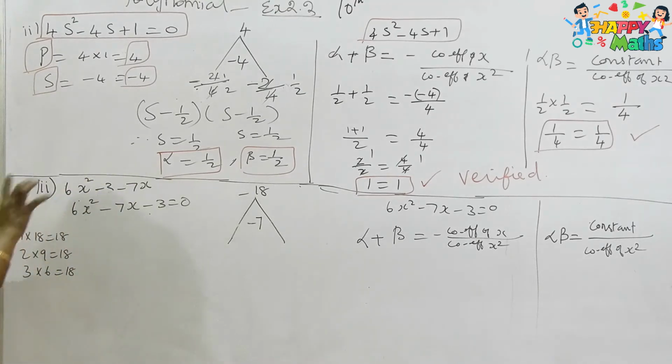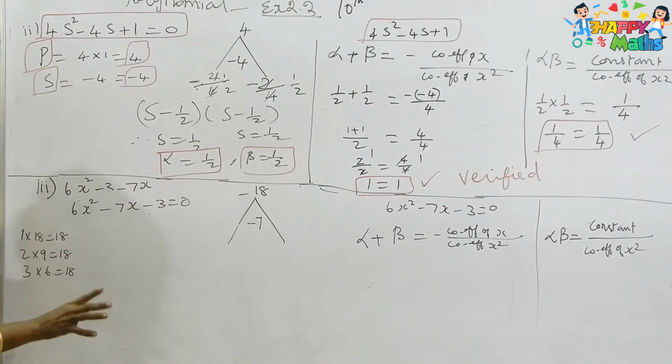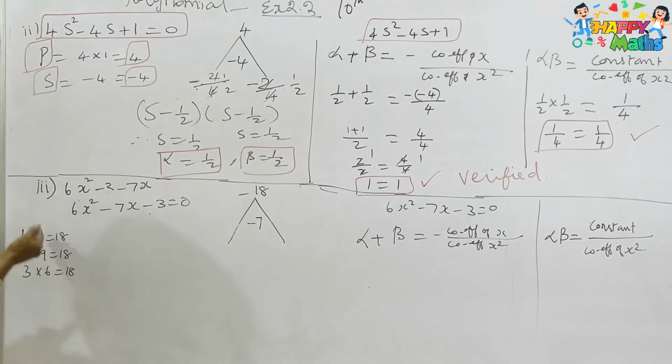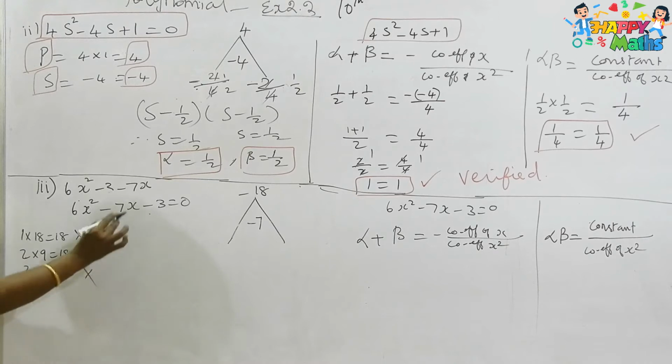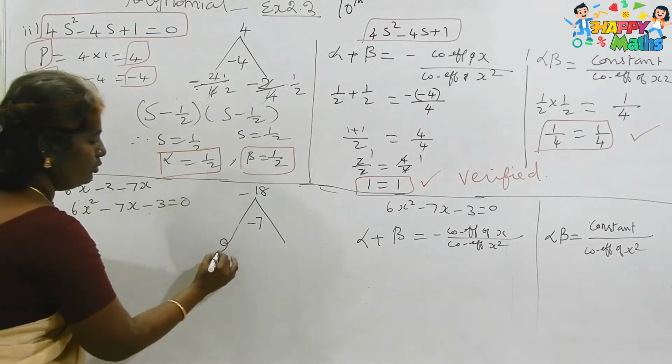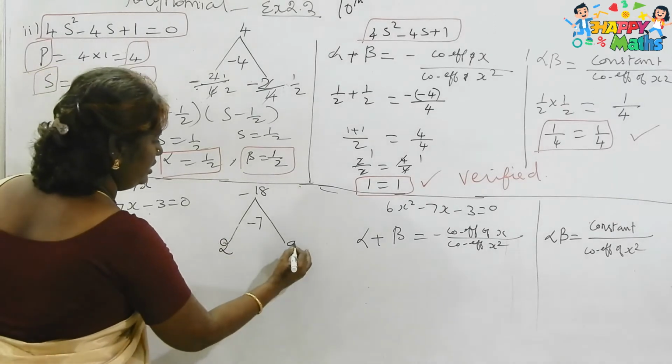So let us see the table. What all makes 18? 1 into 18 is 18, 2 9s are 18, 3 6s are 18. But where the difference is 7? Now see, 18 minus 1 is 17. No, this is not correct. That we don't want. Here 6 minus 3 is 3. This also we don't want. So here only, 9 minus 2 is 7. Only this pair we wanted. So let us write it as 2 and then the other one is 9.